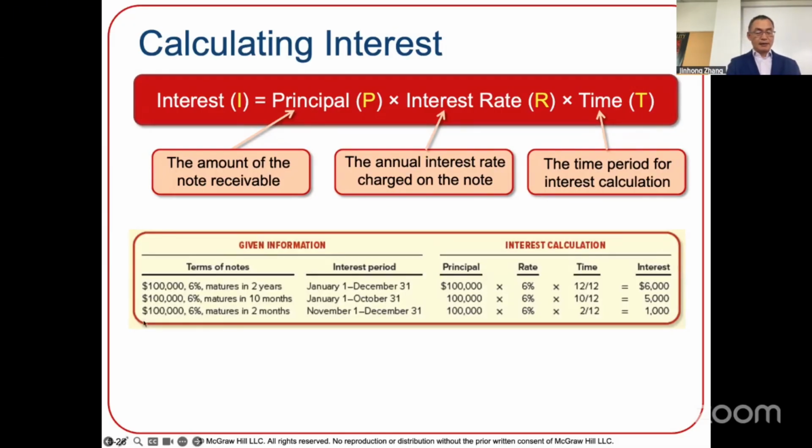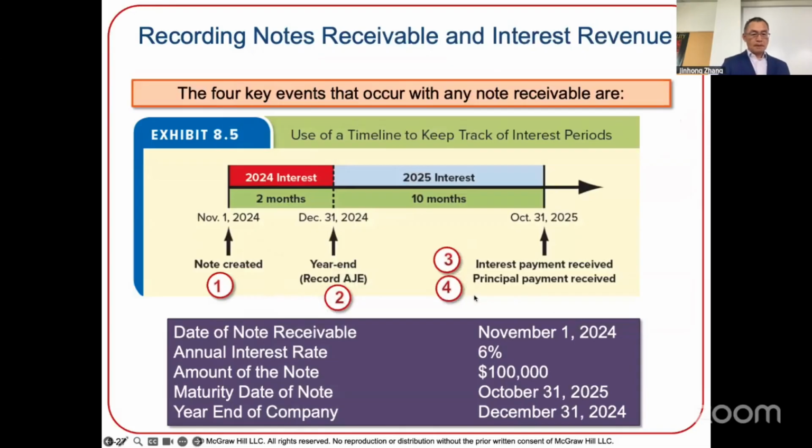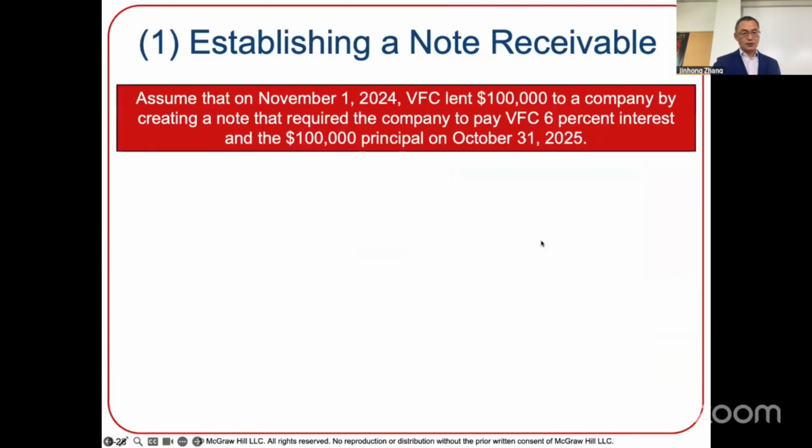So in this case, let's say you have $100,000, 6%, matures in 2 years. From January to December 31, your rate is 6%, so that's the whole year. The whole year is $6,000 interest. And this one, it's only 10 months, so you take 10 months of interest. And this one, it's 2 months, so you receive 2 months of interest. You accrue that interest. So at year end, you need to record the interest income and then interest receivable. In this case, there's 2 months of interest you need to book. And then when you receive the money, you book the rest of the interest, and then the receivable is gone. Okay, so that's how you create that.